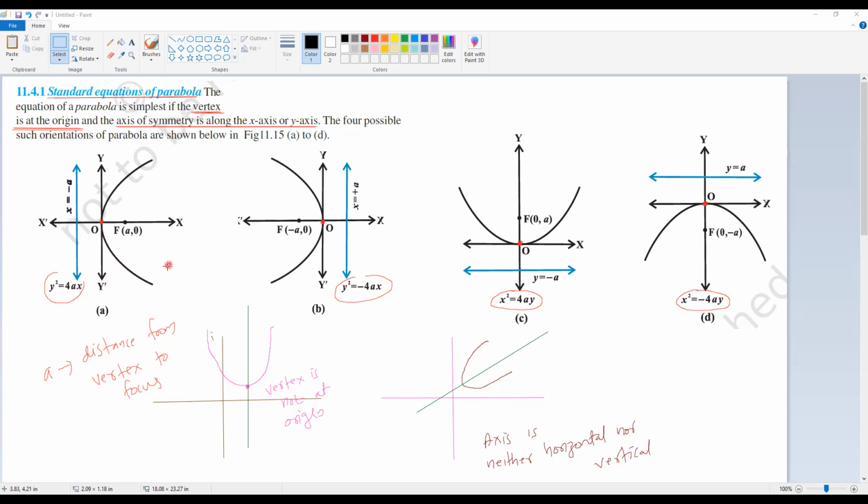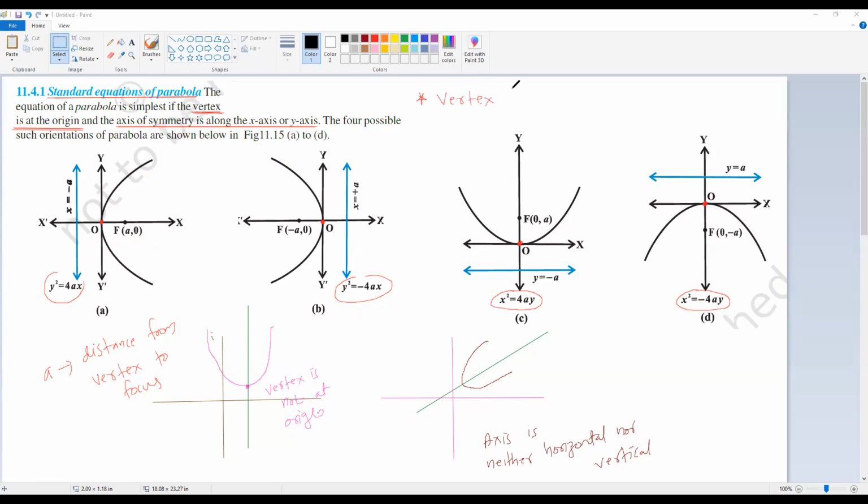इसका proof textbook में दिया है, you just go through the proof. Our main important point is these are the four different orientations, parabola which can be open right or open left, open up or open down. Up है तो x square is equal to 4ay, down है तो x square is equal to minus 4ay, right है तो y square is equal to 4ax, left है तो y square is equal to minus 4ax. Is it clear? Clear? Hello? Yes, sir.